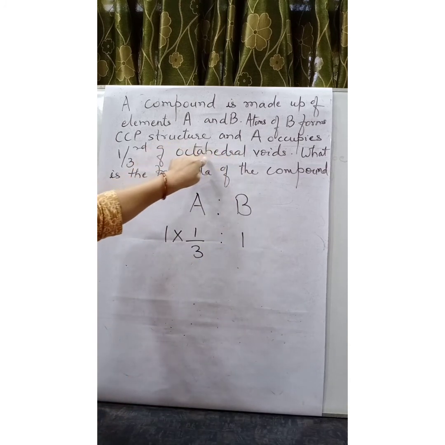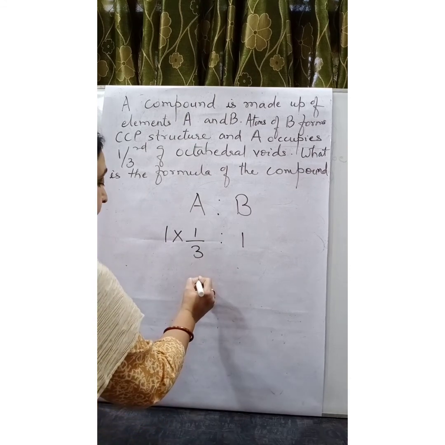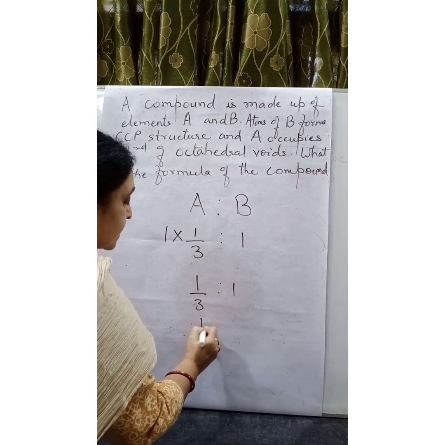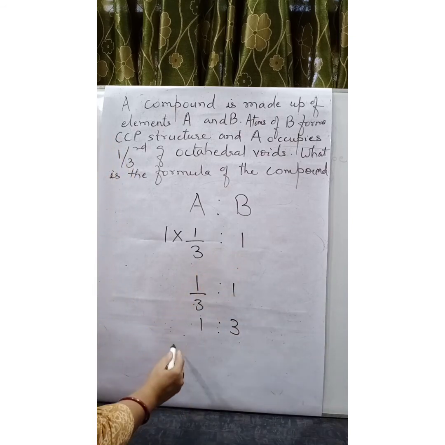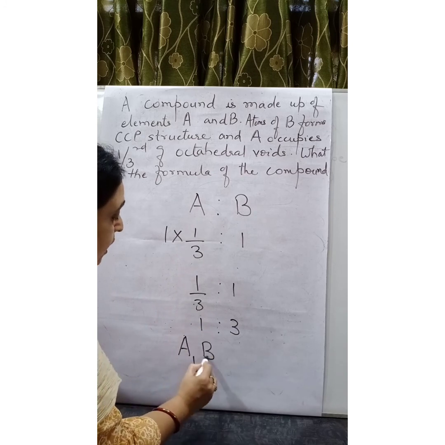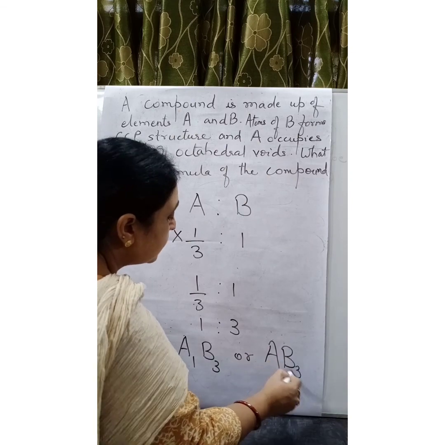Here if it is tetrahedral voids, then we will be multiplying it by 2. So now it is 1 by 3 is to 1. Take 3 on this side. So 1 is to 3. So what is the formula of this? We will take directly A1B3, or you can directly put it as AB3.